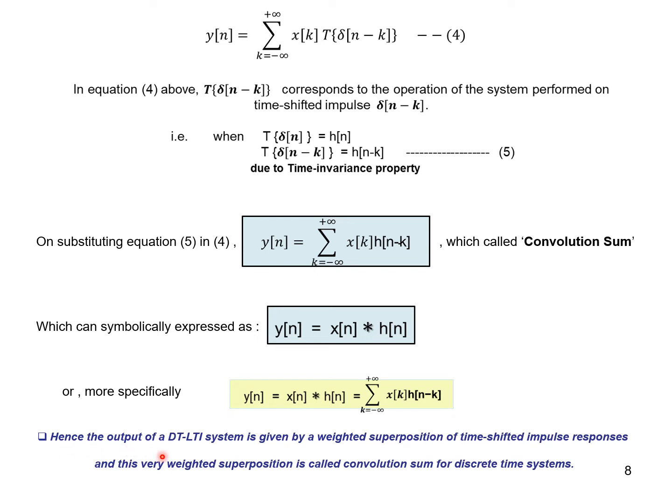Hence the output of a DT-LTI system is given by a weighted superposition of time shifted impulse responses, and this very weighted superposition is called the convolution sum for a discrete time system. Please read the sentence once again, try to understand and try to relate it to the steps we have taken to reach this particular expression. Let us move on to the next slide after that.